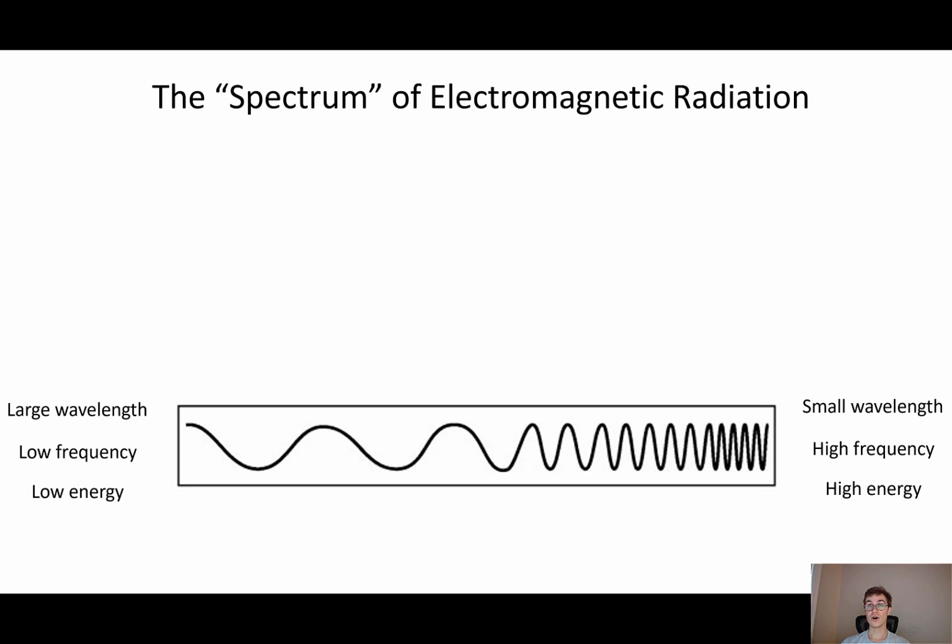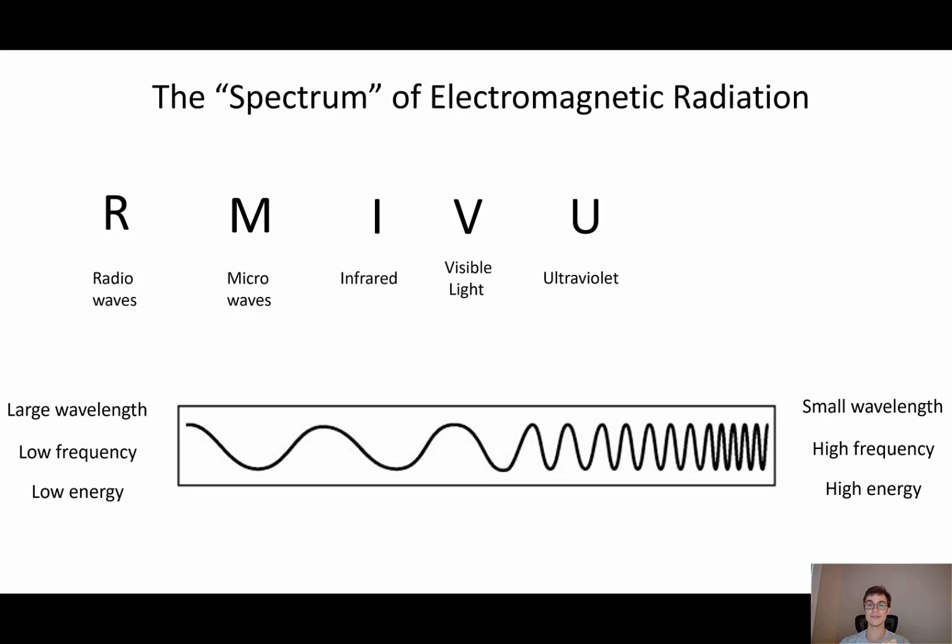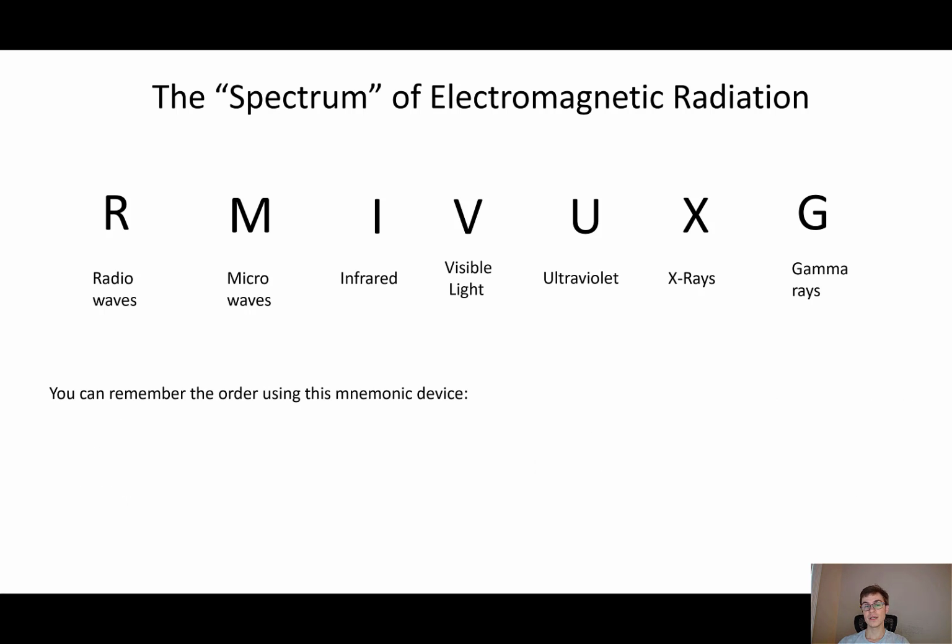So I'm going to give you all the names for the electromagnetic spectrum, starting with big, low energy waves and ending with small, high energy waves. The lowest energy waves are going to be called radio waves. Then we have microwaves, infrared, visible light. These are all the colors. This is everything you can see right here. Ultraviolet rays, X-rays, and gamma rays. This is the spectrum of electromagnetic radiation, starting with the biggest low energy waves and ending with the smallest high energy waves. You can remember this order if you have to memorize it using the mnemonic device.